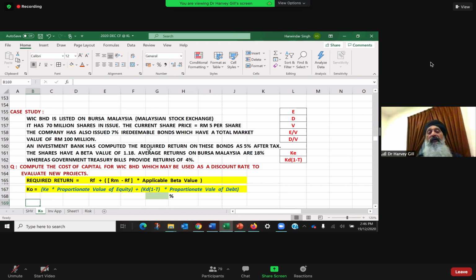Now, an investment bank has computed the required return on these bonds as 5% after tax. And that should be music to your ears because they have already done the adjustment for tax. So it's after the tax benefit. The shares have a beta value of 1.18. Average returns on Bursa are 18%, and government treasury bills provide returns of 4%. So compute the cost of capital for WIC Berhad, which may be used as a discount rate to evaluate projects. So in the morning, I gave you all the data. Now I have given you an example where you need to work out some of the data yourself. What is the data?